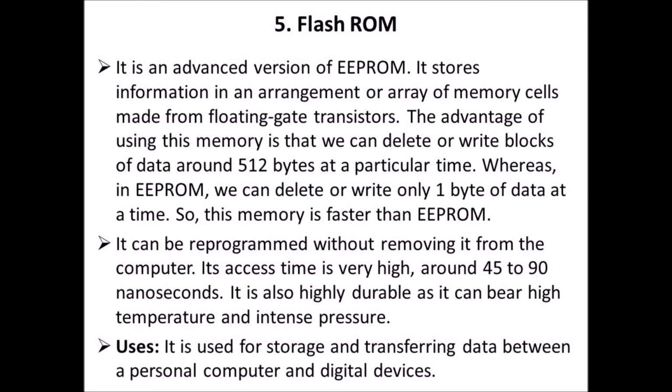Fifth one, flash ROM. It is an advanced version of EEPROM. It stores information in an arrangement or array of memory cells made from floating gate transistors. The advantage of using this memory is that we can delete or write blocks of data around 512 bytes at a particular time, whereas in EEPROM we can delete or write only 1 byte of data at a time. So, this memory is faster than EEPROM.